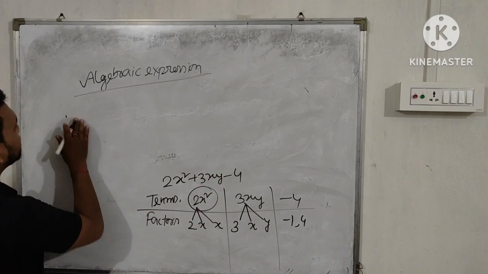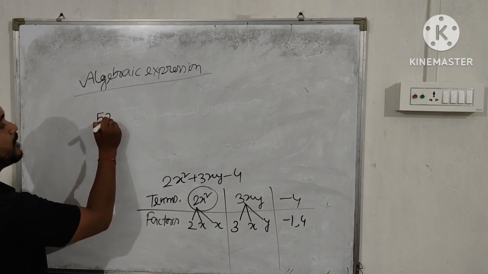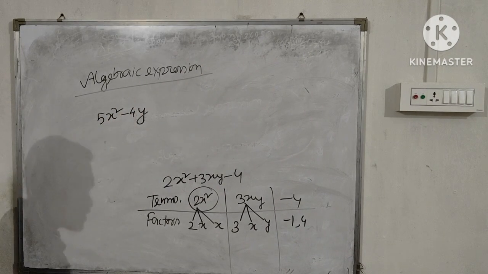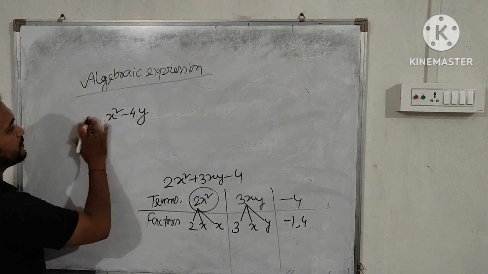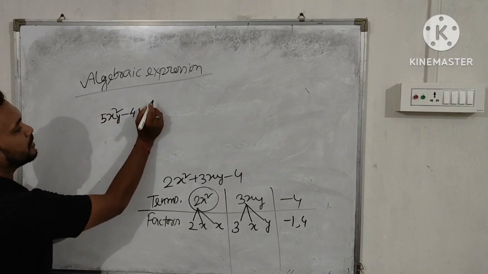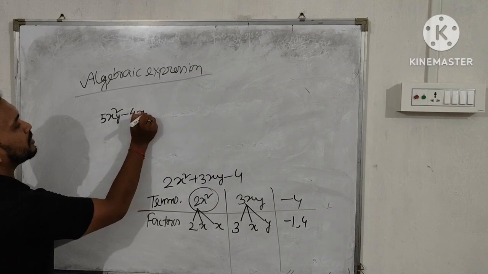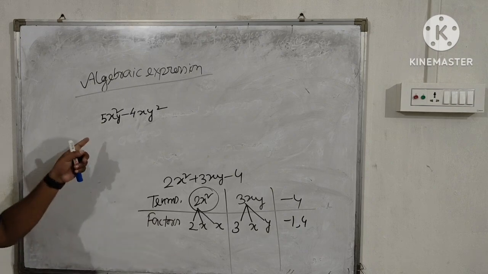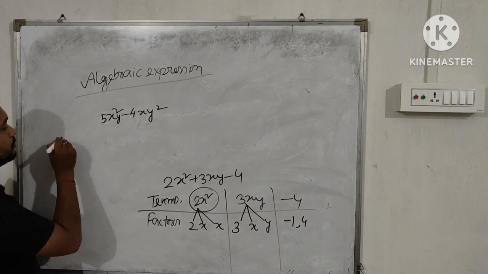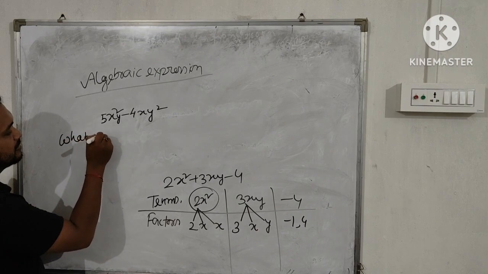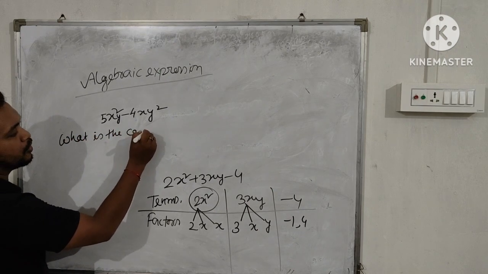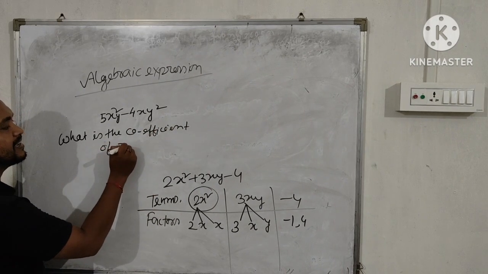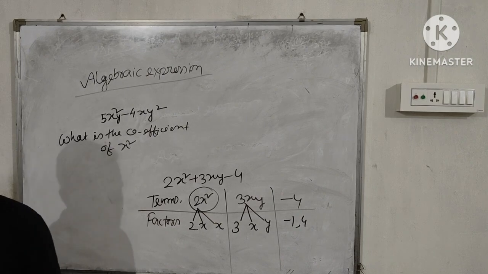For this, I am taking one more example. Suppose 5x square y minus 4xy square. This is an algebraic expression. It is a binomial. If someone asks you what is the coefficient of x square, observe very carefully.